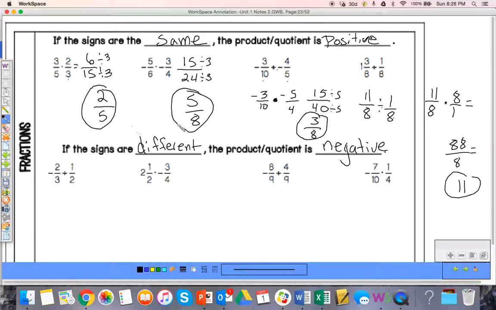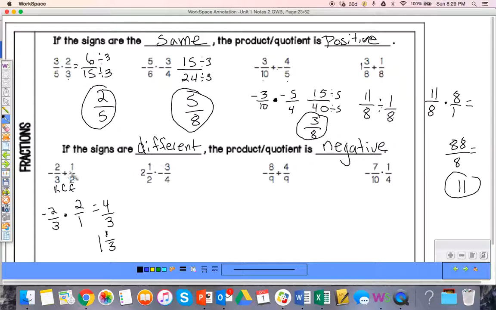So same thing as we did up here. We keep, change, flip. So negative 2/3 times 2/1. 2 times 2 is 4. 3 times 1 is 3. We're going to go back from an improper fraction to a mixed number. 3 goes into 4 one time. There's 1 left over, and 3 is our denominator.